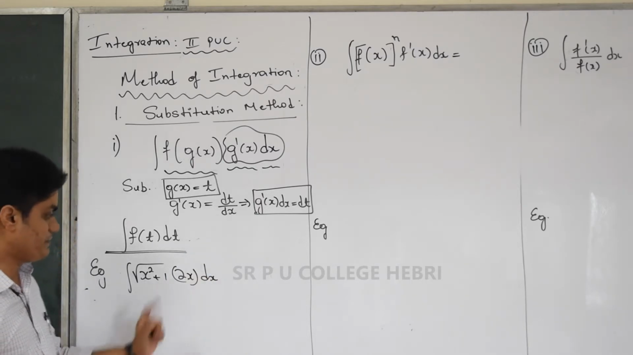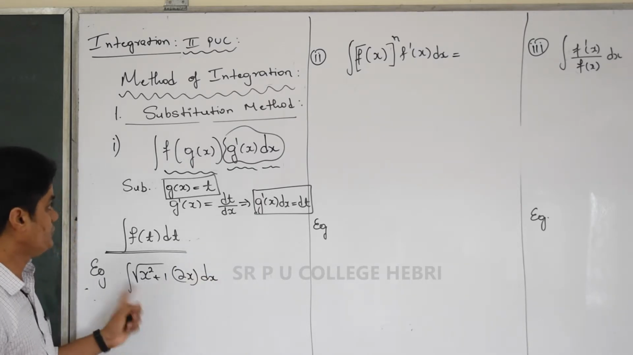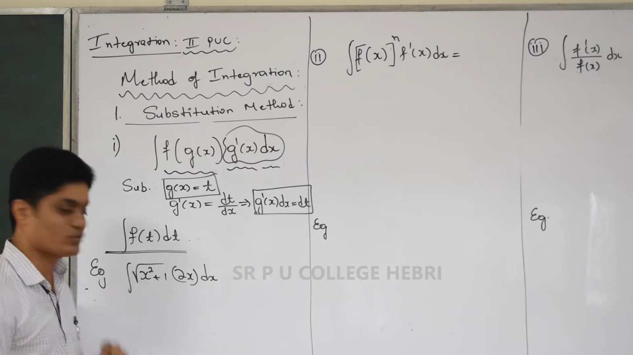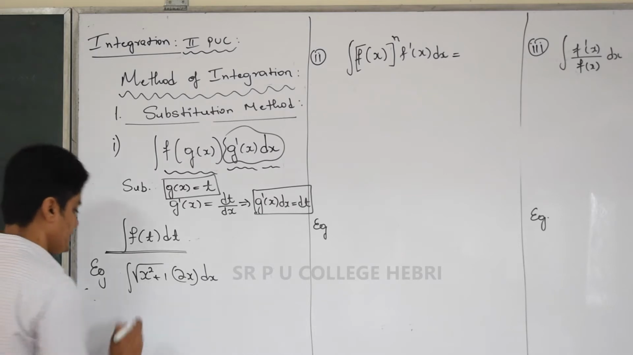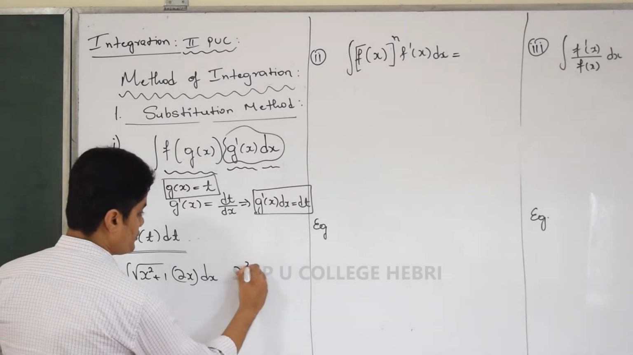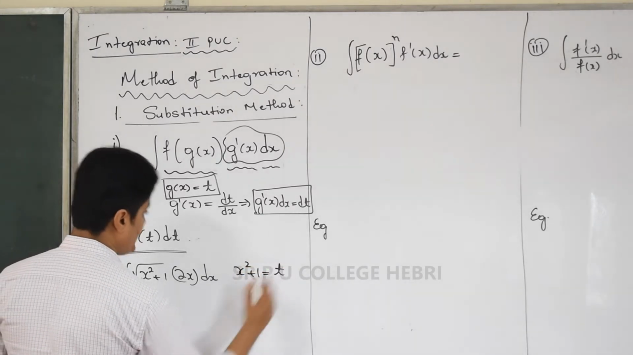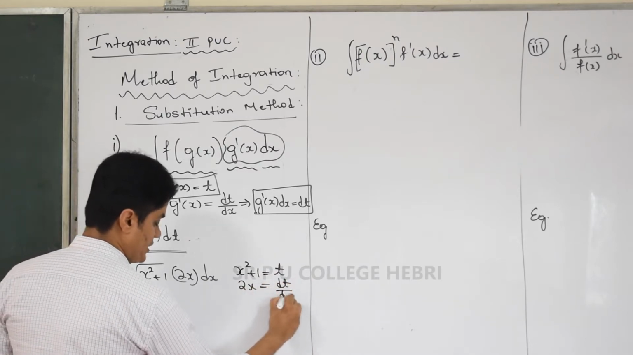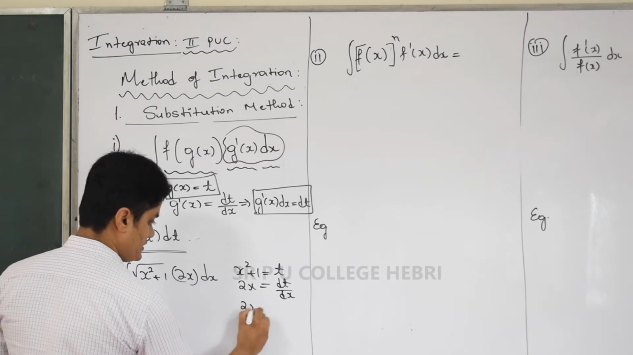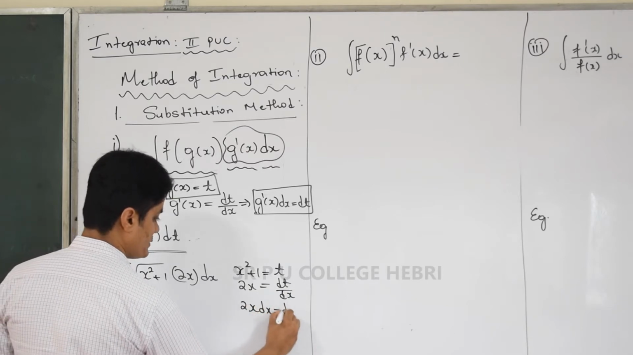Root of x square plus 1 into 2x dx. Here f is root, g of x is x square plus 1. What is g dash of x? 2x, correct? Now what should we do actually? Substitute x square plus 1 is equal to t. Differentiate with respect to x. So this implies 2x into dx is equal to dt.